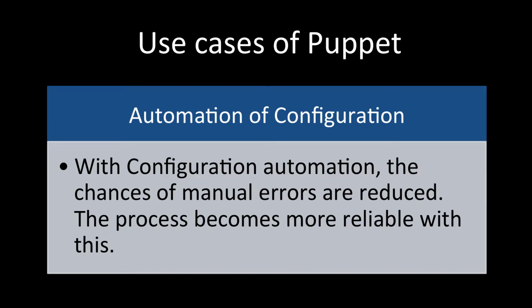Then comes the automation of configuration. When we automate configuration and the creation of environments, we reduce the chances of manual errors. So there are no silly errors and the process becomes much more reliable. We not only increase the efficiency with Puppet, we also increase the reliability. Things become more reliable with Puppet.